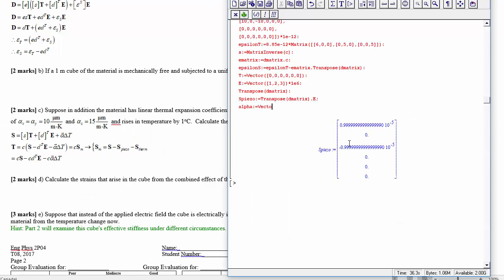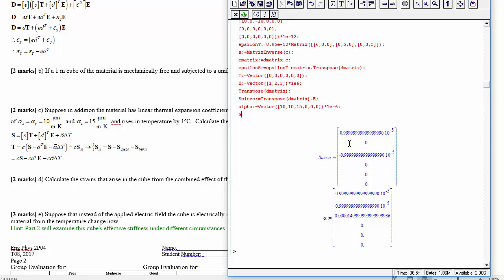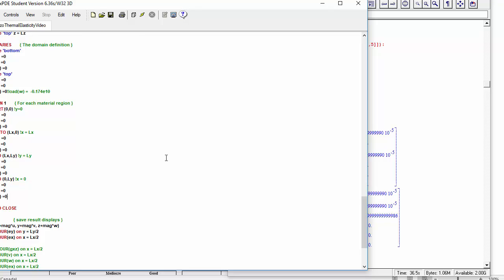Alpha is a vector of 10, 10, 15, 0, 0, 0 times 1e-6. You can look at that just to double check. Now we can say S thermal is equal to alpha times delta T, which is 1 degree. Now how would we figure that out in Flex? How can we account for thermal strain here?